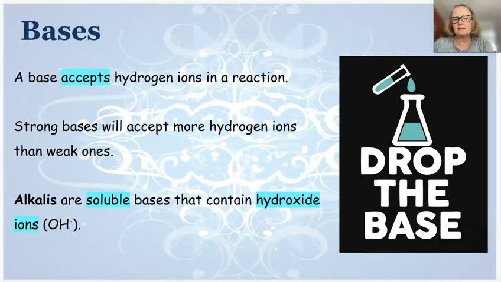Now, the opposite of an acid is a base. A base accepts hydrogen ions, it kind of soaks them up from a solution or neutralizes an acid. And like with an acid, the stronger the base, the more hydrogen ions get soaked up or accepted. And the word alkali, which we use in the classroom a lot, is just a special name for a base that dissolves in water, a soluble base. And it also contains hydroxide ions, which help to neutralize acids.